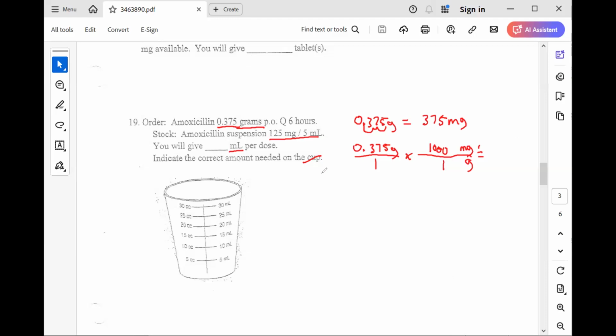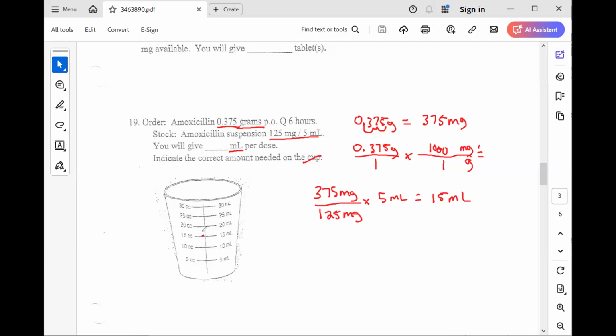Once you have the 375 milligrams, now you can plug it into your ordered over available, desired over have, where you have 375 over 125. Don't forget your quantity. And you're going to get 15 ml.